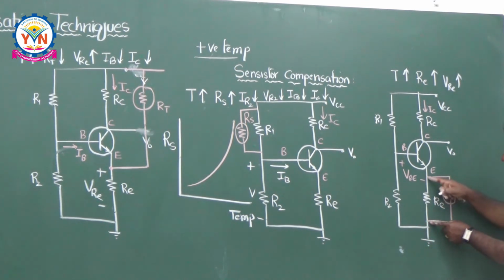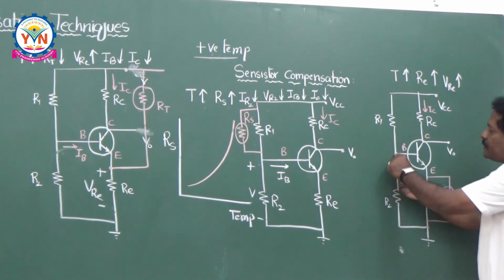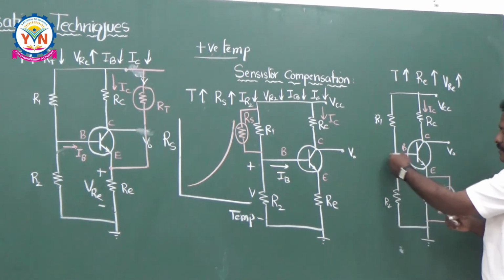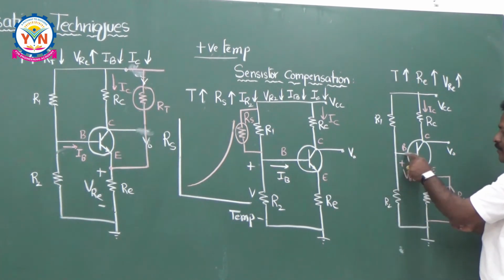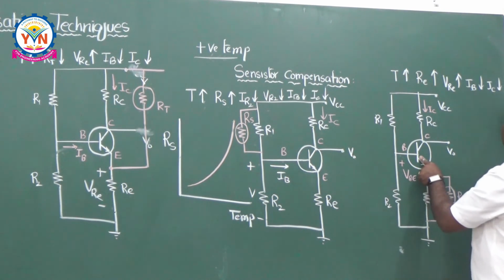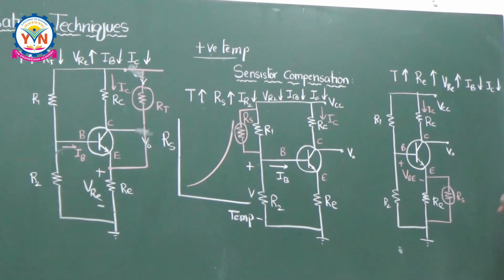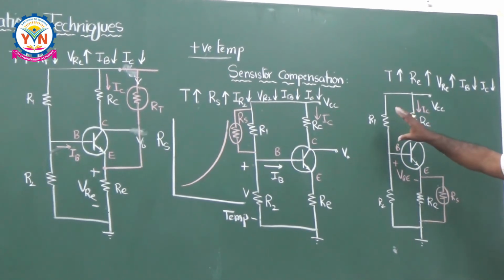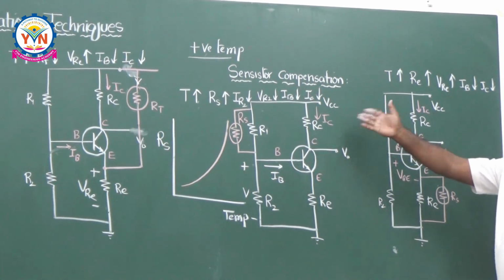The voltage across this RE is nothing but a negative voltage that is given to the input. So that means forward biasing decreases, meaning IB decreases. If input current decreases, IC also decreases. So this is the way of understanding the compensation using thermistor and sensistor.